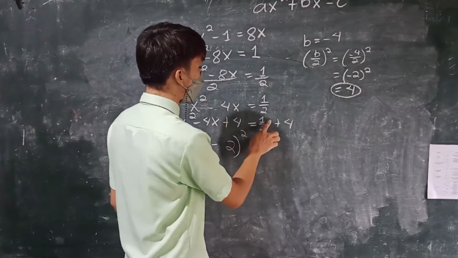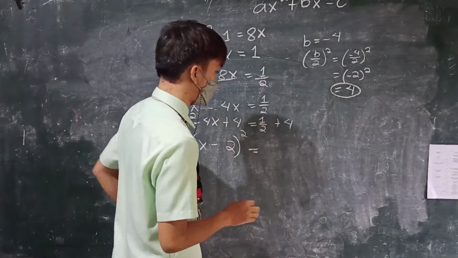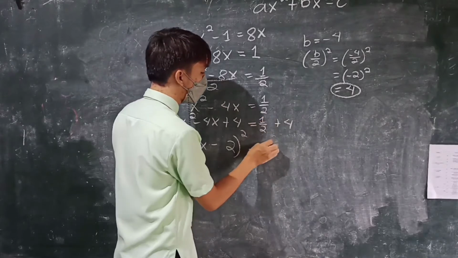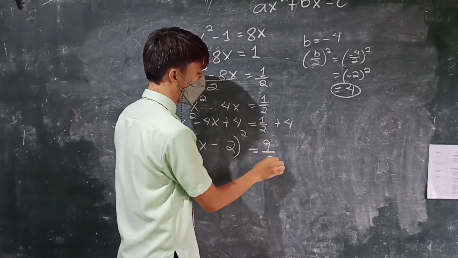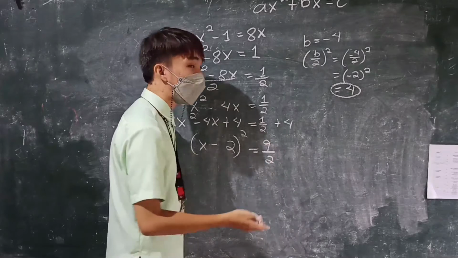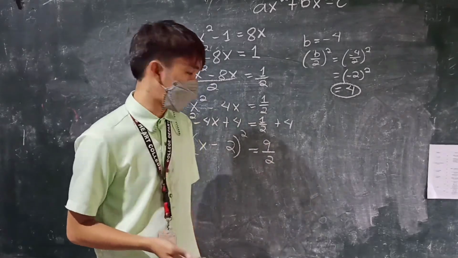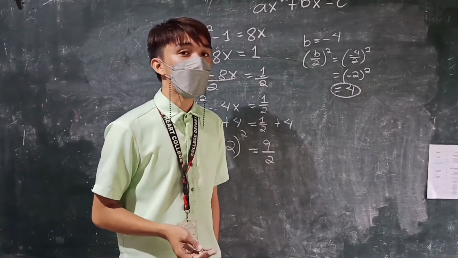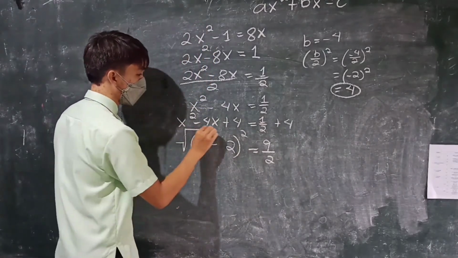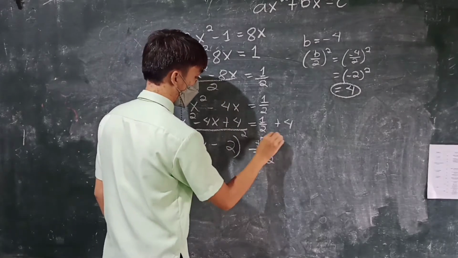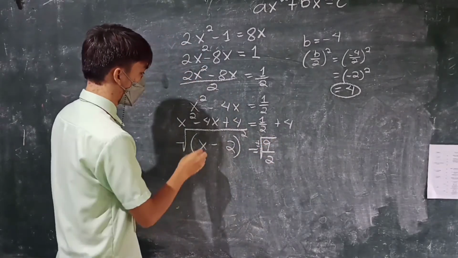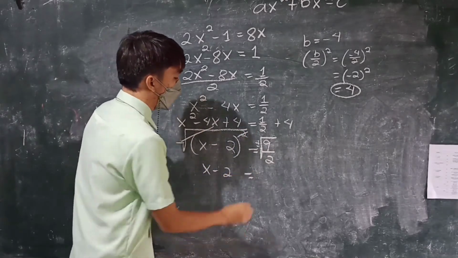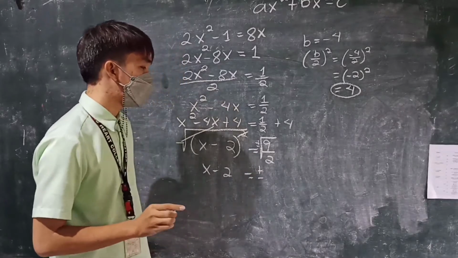Here, we are going to add 1/2 and 4. How? Simple. 2 times 4 equals 8, plus 1 equals 9, then copy the denominator 2. That's how you add a fraction and a whole number. Next, we are going to apply the square root property. Positive, negative.